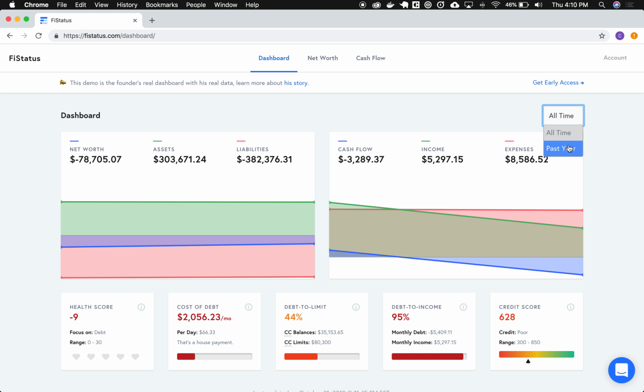You can go all time, past year. Since this information is only past 2 months, it's not that much. That won't change much, but this here will hopefully look a lot prettier. The goal is obviously to see the assets go up, the net worth go up, and liabilities go down; cash flow, income go up, and expenses go down. And I sort of did that a little bit this past month.